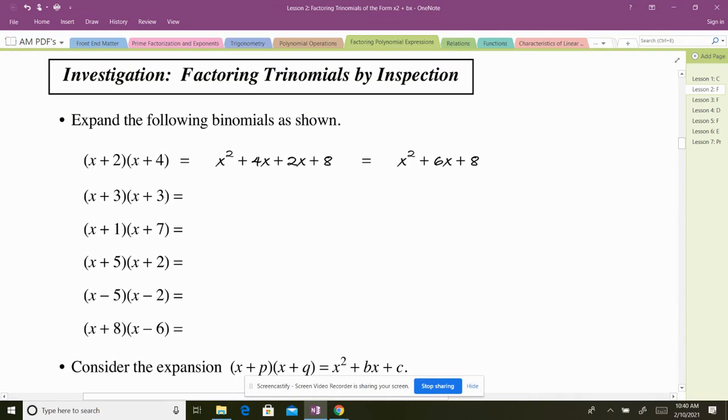I'm going to give you the expansion. We're going to start factoring trinomials now. And this is the type of factoring that when you say factoring, most people think of.